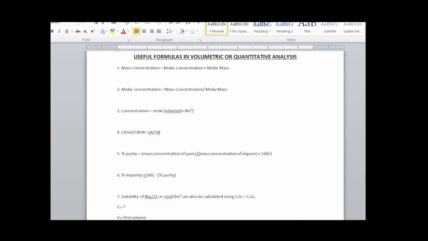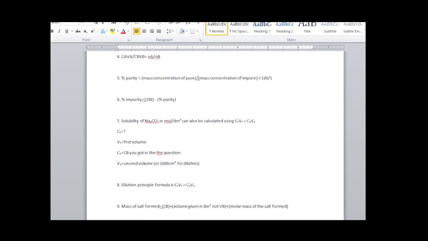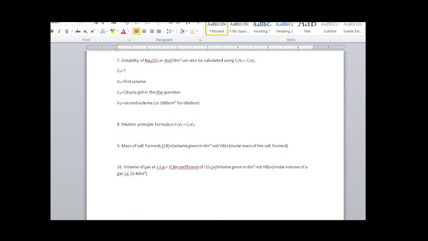And if you are talking about the solubility of sodium trioxocarbonate, which happens to be one of the substances that we'll be dealing with in this particular year. We'll be having, let me put it up here. All right, solubility of the substance now, which is sodium trioxocarbonate. We'll be having it to be like this. We have C1V1 equals C2V2. That's the formula that we'll be using.